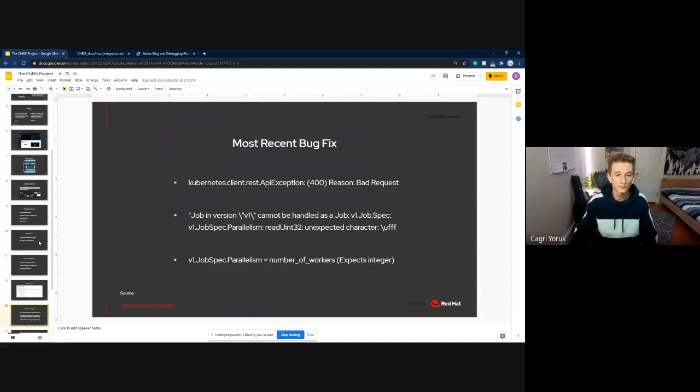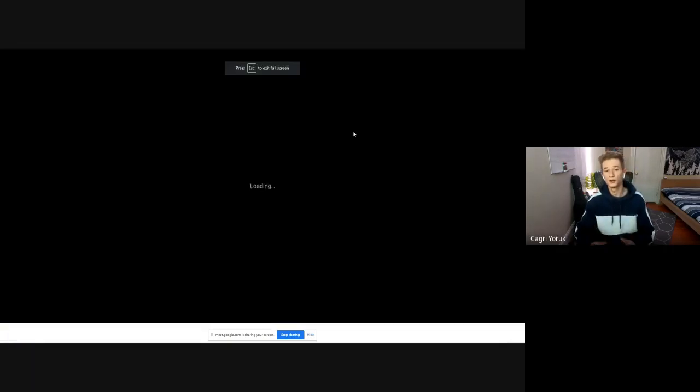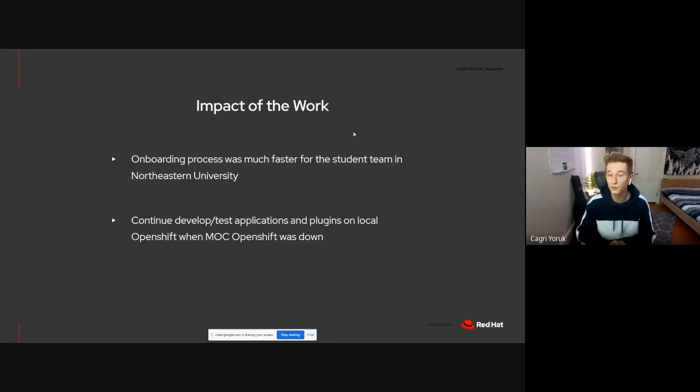Next, I have the impact of the work. As I said, I was in a student team last semester, and it took us a great amount of time to run these applications and deploy our services on Mass Open Cloud. And with this documentation, I immediately saw the feedback from the Northeastern University student team that we have this semester, and their onboarding process was much faster compared to my experience. And also, I was able to continue developing and testing applications by building this local OpenShift cluster.